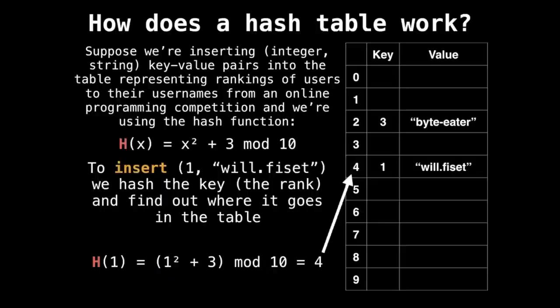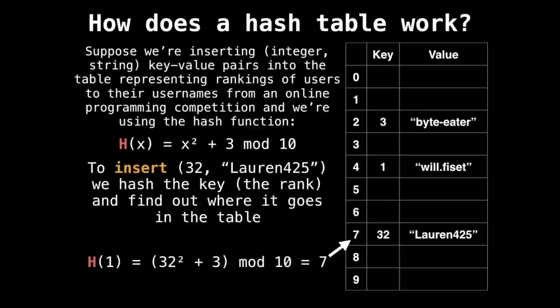All right, now this next user, WilliamFiset, which is usually what I call myself in online programming competitions, he is rank 1, and if we hash 1, then we get 4. So at index 4, then we're going to put the key and the value for William, or will.fiset.